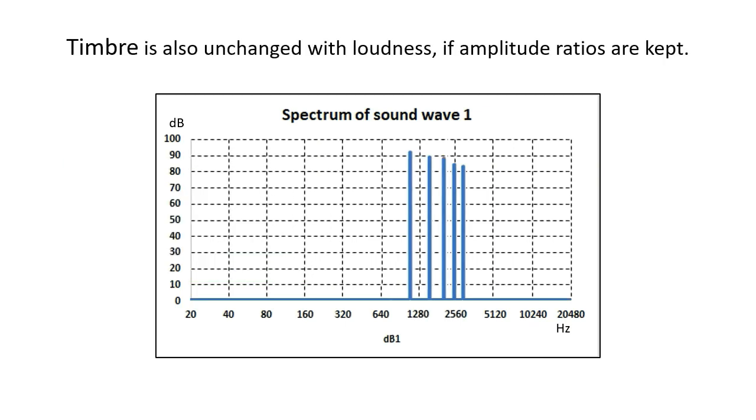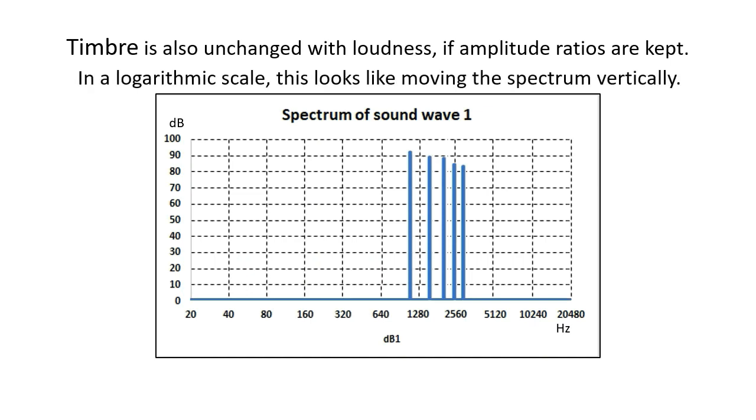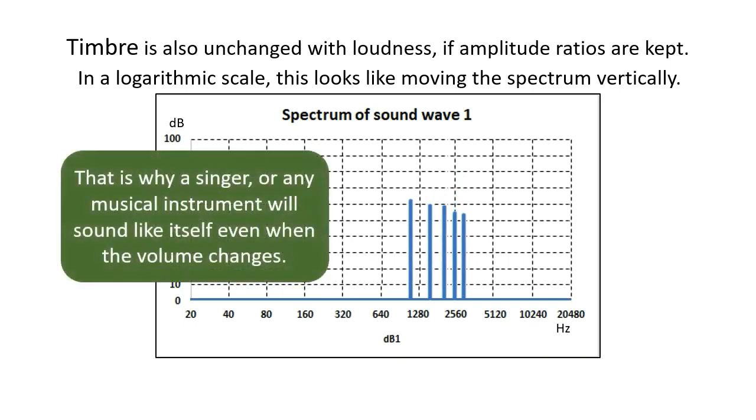Timbre is also unchanged with loudness if amplitude ratios are kept. In a logarithmic scale, it looks like moving the spectrum vertically. That's why a singer or any musical instrument will sound like itself even when the volume changes.